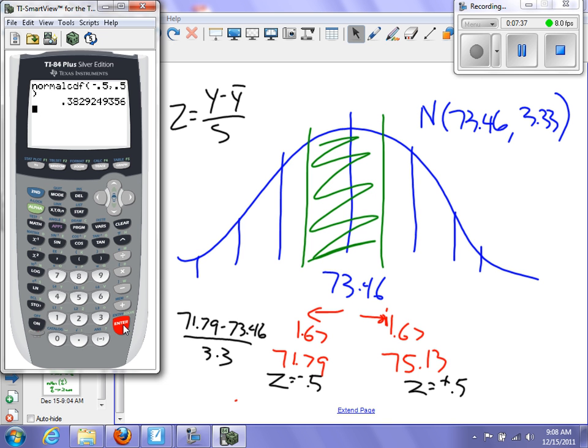They told me in the beginning of the problem that the top 25 men and the top 25 women's speed skating times are listed below. So I know that I have 50 times in this table, right? 25 plus 25. How many times in this table are actually between 71.79 and 75.13? You can look at the table because they're in order, so count them, right?